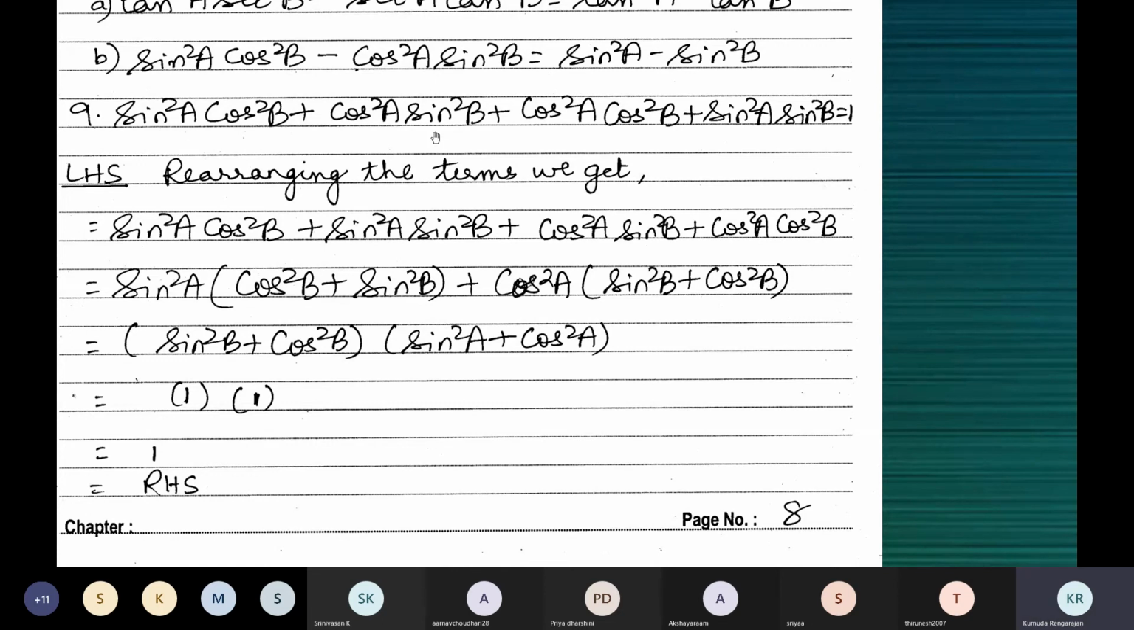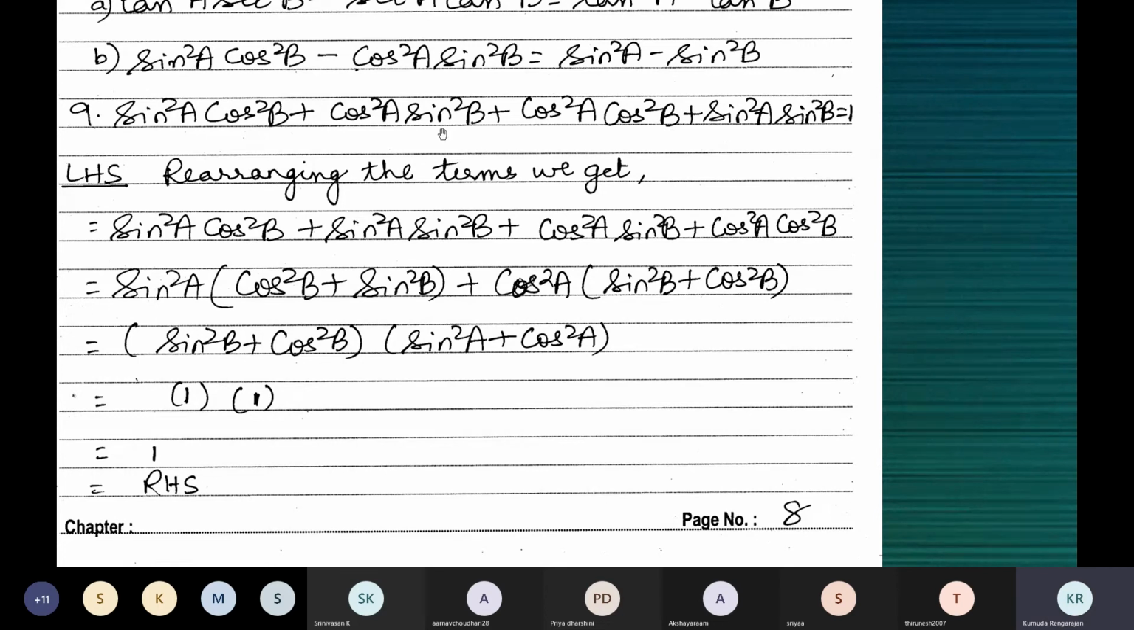But you see that the first and the second term, sine square A, sine square B, cos square B, cos square A, have nothing in common. What about the third and the fourth term? Cos square A, no cos at all here. Cos square B, no. So as it is in this order, there is nothing common between the first and second term, or the third and the fourth term. So the need to rearrange arises.